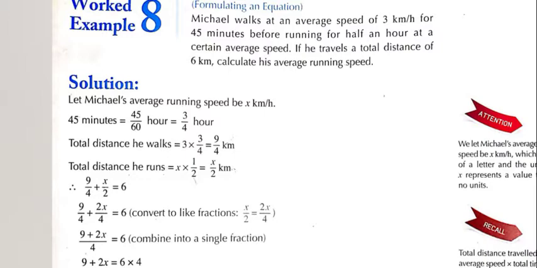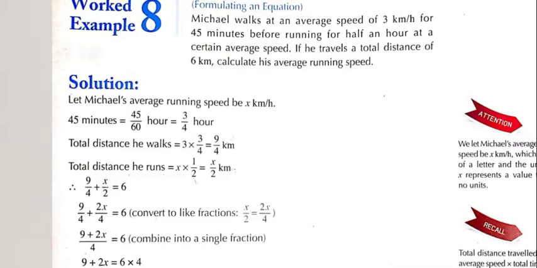Now, the total distance he walks. When he walks, the speed is 3 and the time is 45 minutes, which is 3/4 hour. I'll remind you again, the formula of distance is just speed times time. So speed is 3, the time is 3/4 hours, so multiplying it becomes 9/4 kilometer. Because this is kilometer, this is the total distance when he walks.